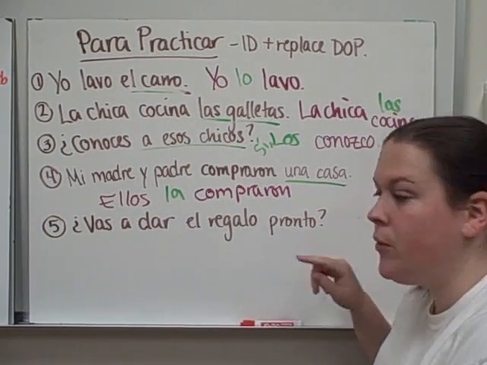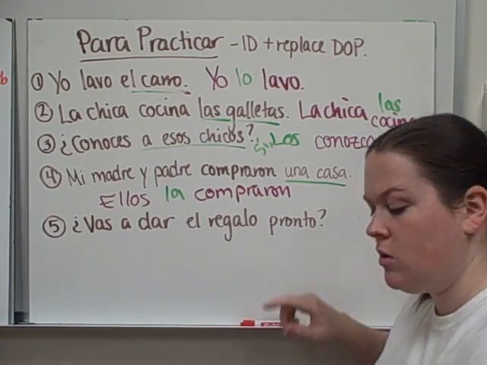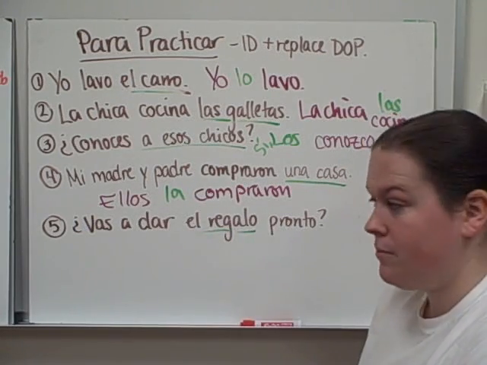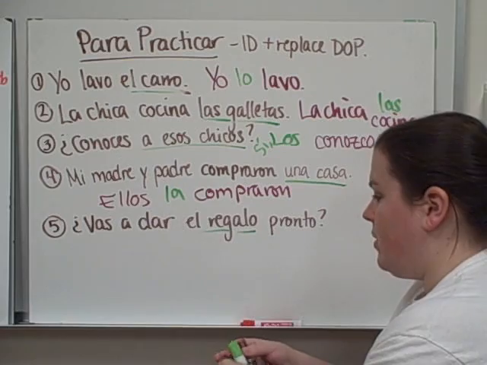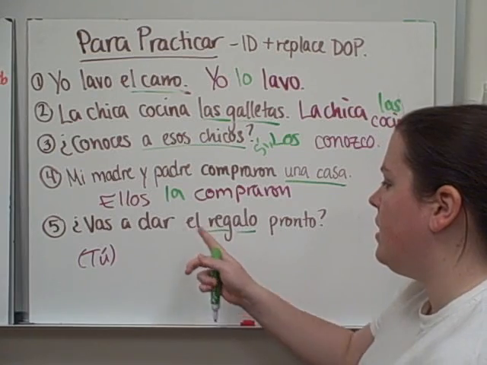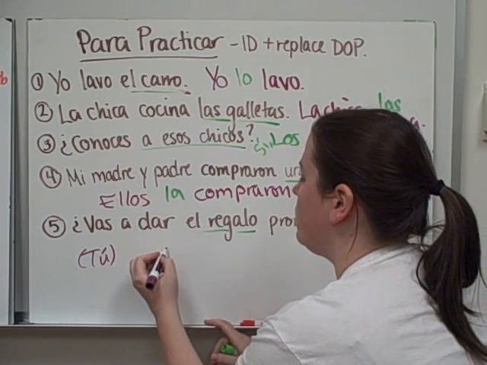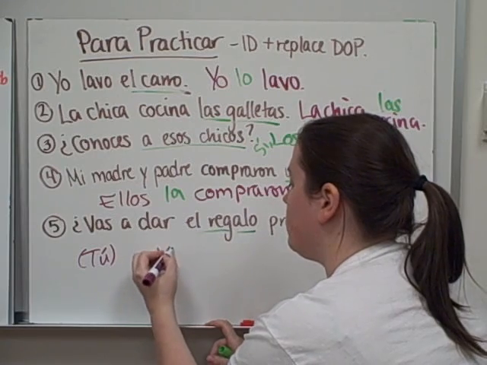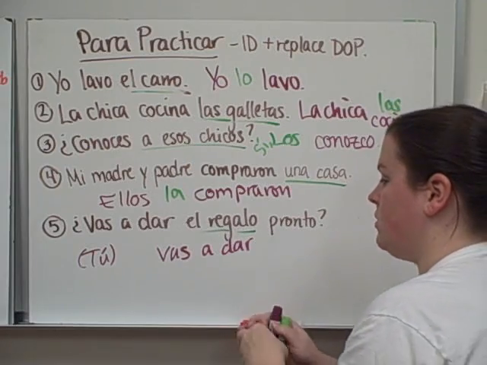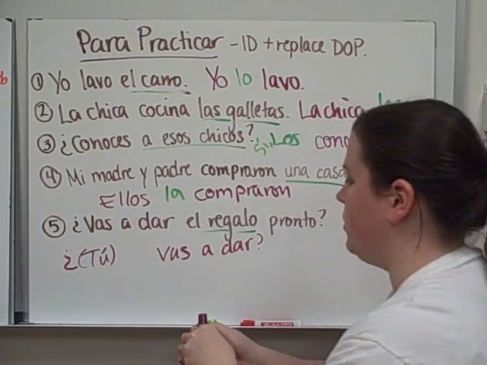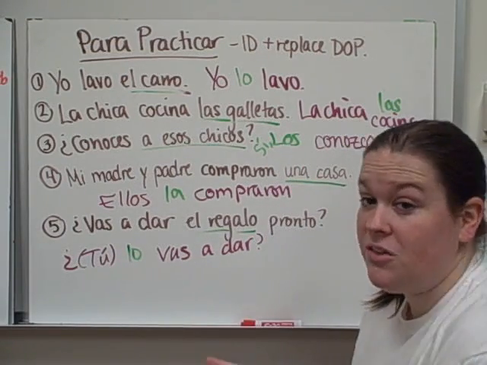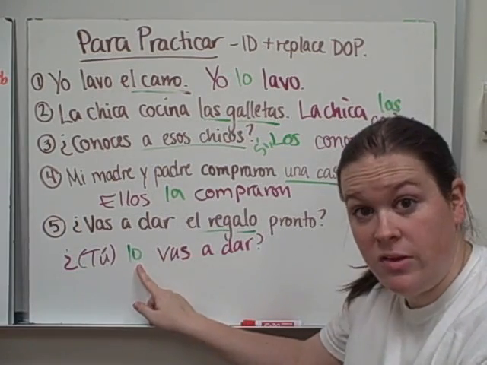¿Vas a dar el regalo pronto? Are you going to give the gift early? So what are you going to give? The gift. That is our direct object pronoun. Now if you want, the subject is tú. You don't have to write it in there. And then the dar, so tú, vas a dar. So that's the question. And then the gift, el regalo, is going to become lo. Lo vas a dar, that's all you really need to write. Are you going to give the gift, or it?